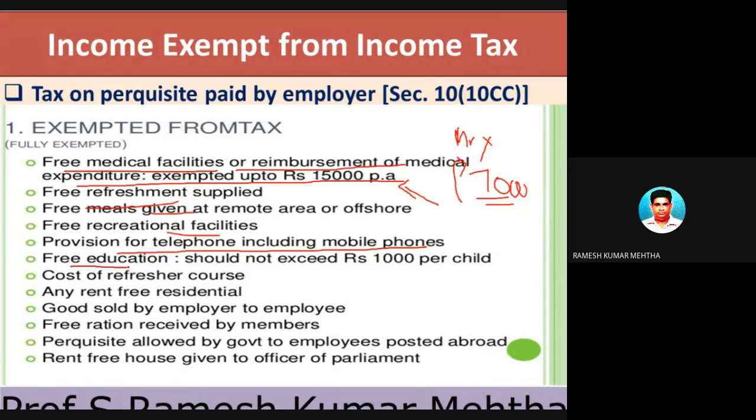In the same way, free education provided by the employer to the employee in schools or colleges belonging to the employer, up to 1,000 rupees per month per child, up to a certain number of children, is fully exempted from tax. Goods sold by the employer to the employee at a concessional price are exempted from tax. So these are some of the perquisites which are partially or fully exempted from tax. In the same way, rent free accommodation provided by the government to officers of parliament is fully exempted from tax.